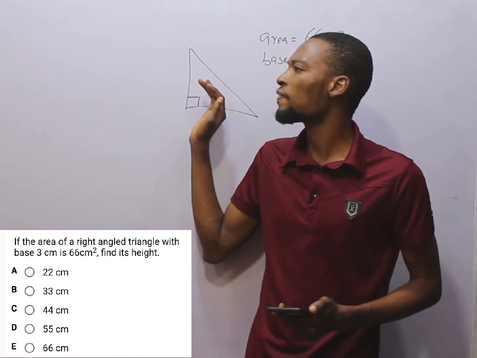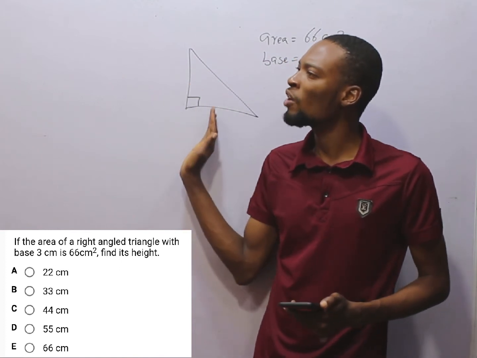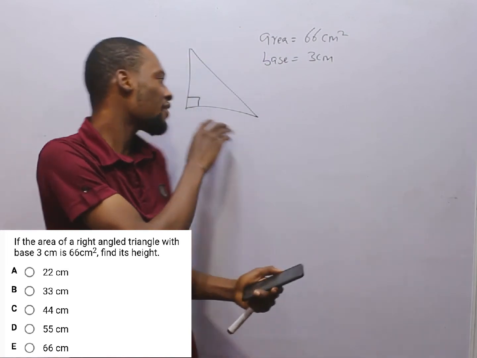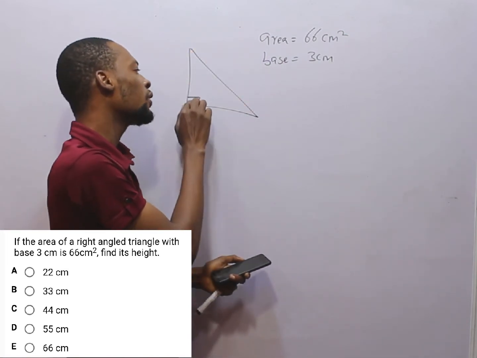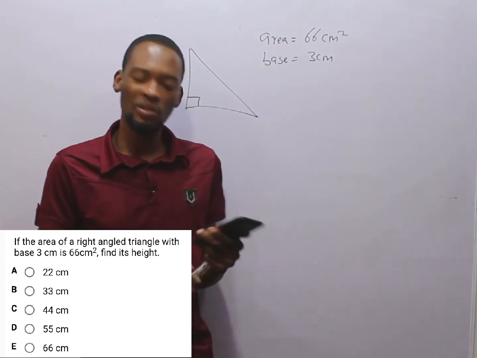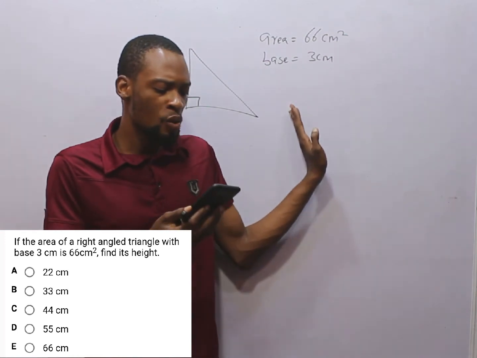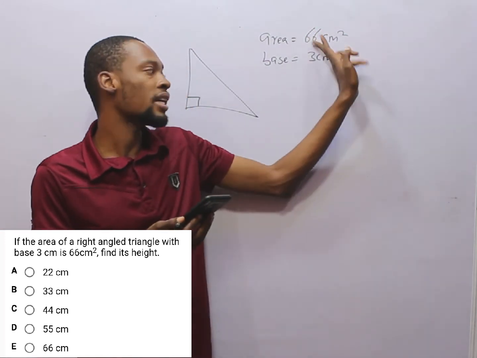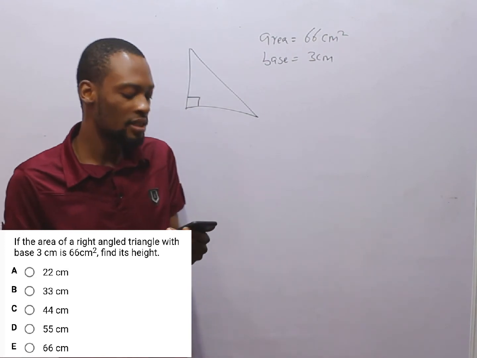And the sum of angles in the triangle is 180 degrees. Since we already have a right angle, it implies that what is here and what is here plus 90 will give you 180 degrees. Look at the question before us. We are given the area of the right angle triangle and we are given the base. We are asked for the height.